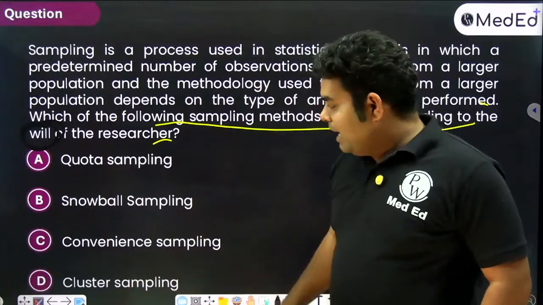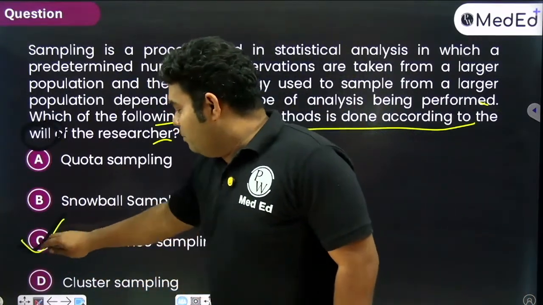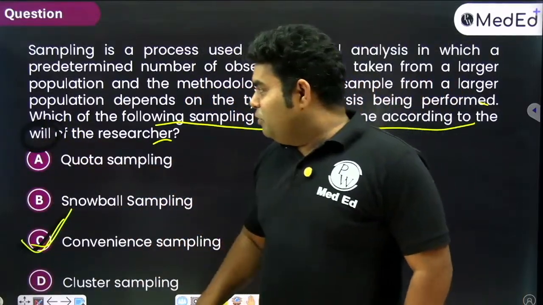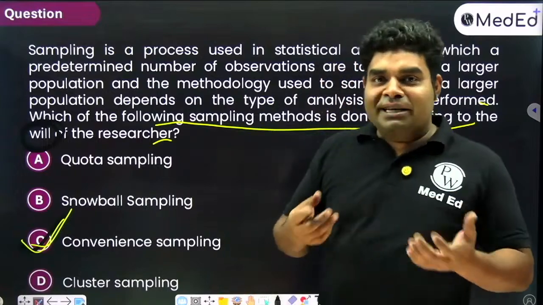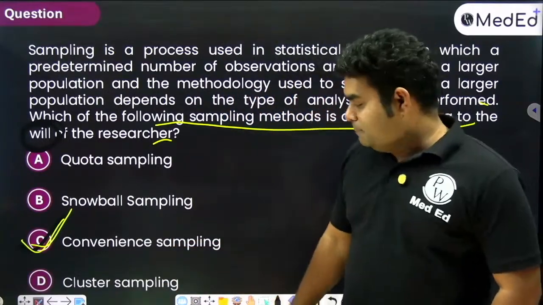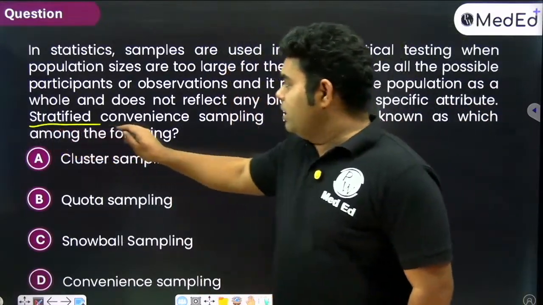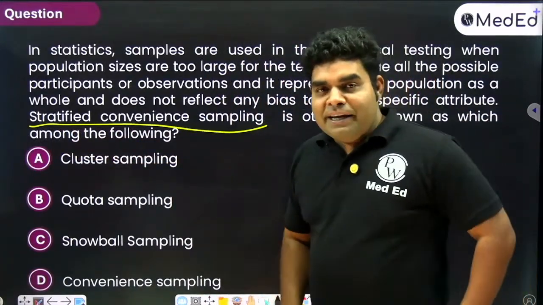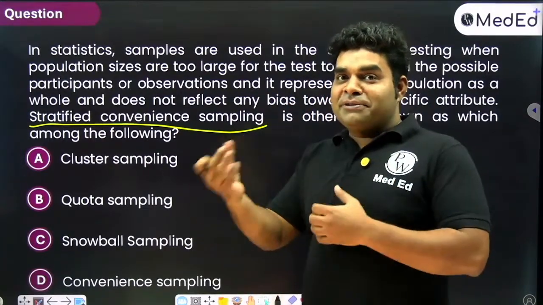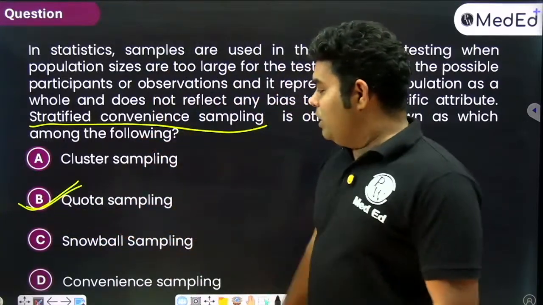That is convenience sampling. Because in convenience sampling, clinicians sit in OPD and the first 100 patients coming are chosen. So which is done according to will, ease or happiness of the researcher? That is convenience sampling. Okay. Then stratified convenience sampling. What is the other name of stratified convenience? In convenience, we are dividing them into 50 male, 50 female, and then the first 50 male and female will be taken in the study. This is quota sampling. So stratified convenience is quota.